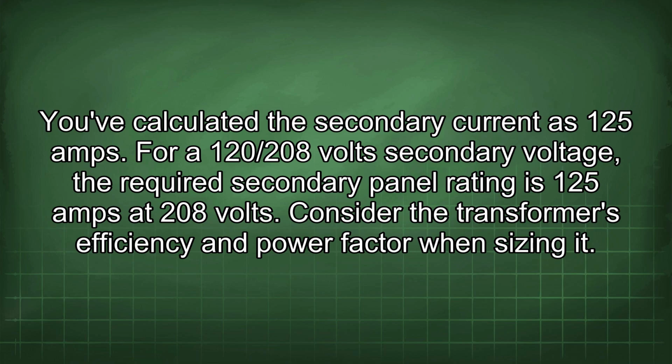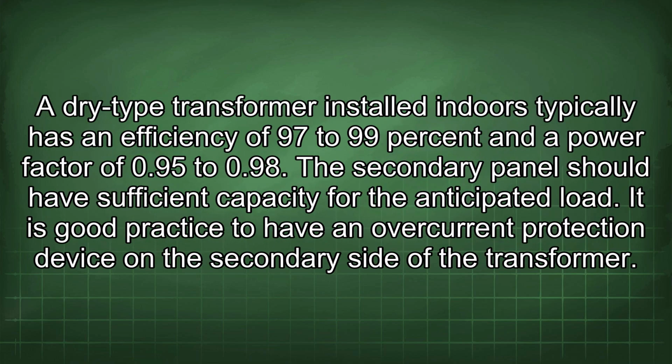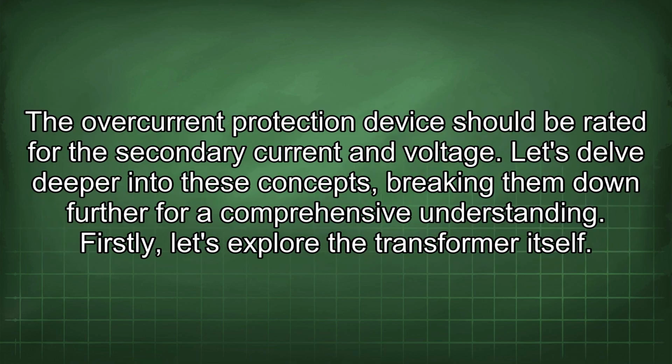Consider the transformer's efficiency and power factor when sizing it. A dry-type transformer installed indoors typically has an efficiency of 97 to 99% and a power factor of 0.95 to 0.98. The secondary panel should have sufficient capacity for the anticipated load. It is good practice to have an overcurrent protection device on the secondary side of the transformer. The overcurrent protection device should be rated for the secondary current and voltage.